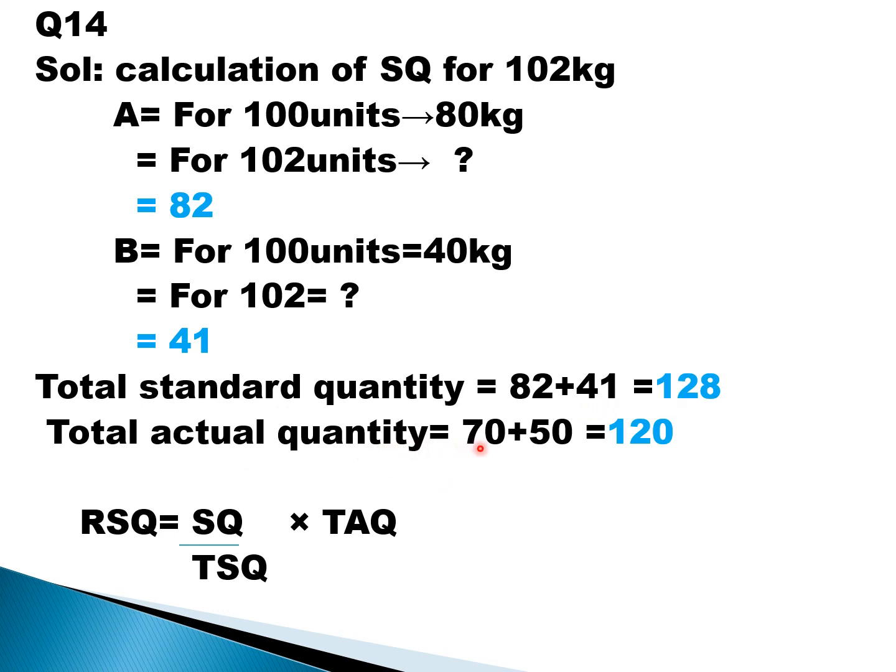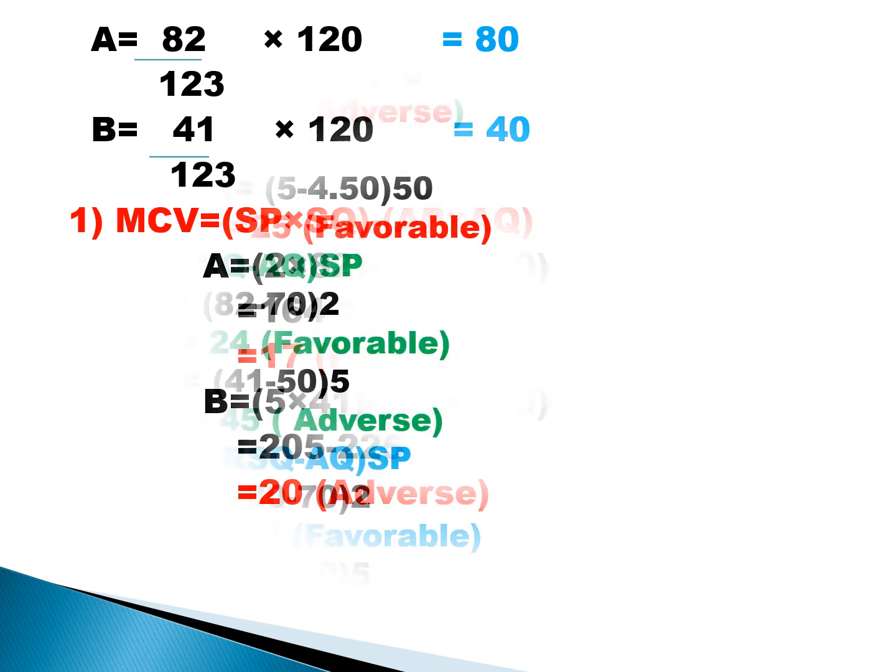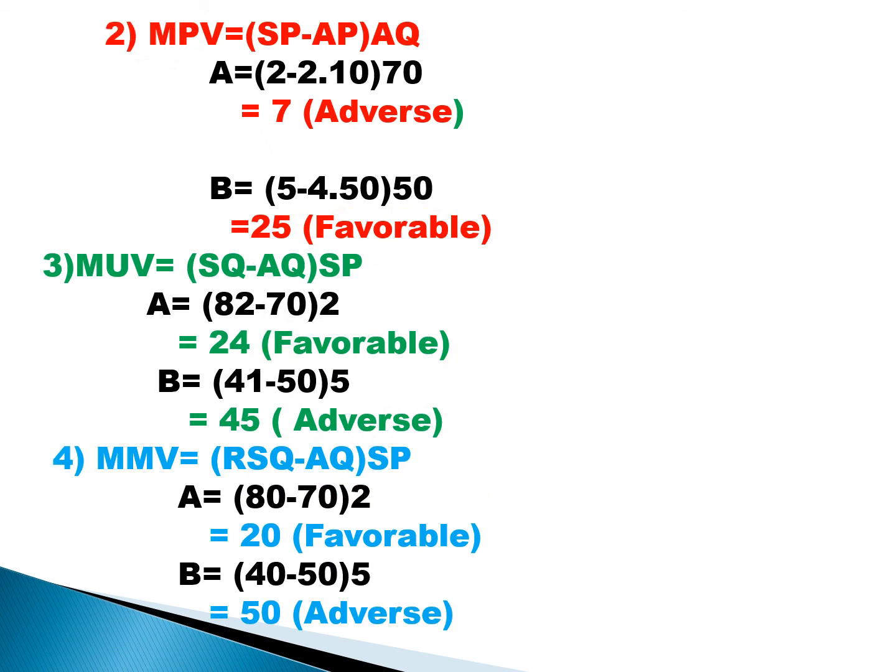Actual quantity total given in the question itself is 120. Apply the RSQ formula: standard quantity divided by total standard quantity into total actual quantity. So this is called RSQ: for A 80 and for B 40. So this is the answer for MCV, MPV, MUV and MMV.